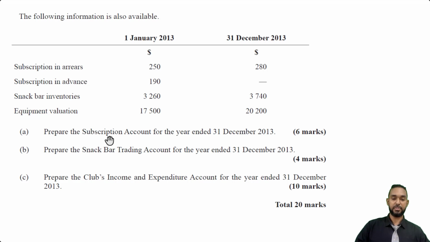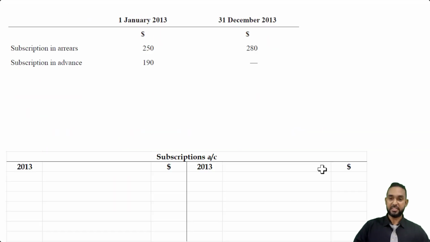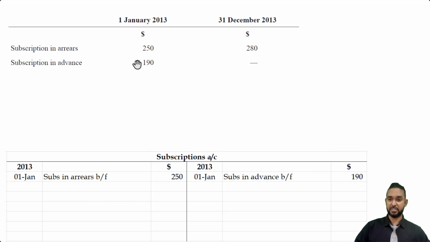Okay, let's start with the subscription account and go from there. All right, so as I said, subscriptions is a revenue. And we have some opening balances, so let's take a look across there. So subscriptions in arrears, we said that's accrued revenue, which means that that's an asset. And assets have what kind of balance at start? Debit balances. So we're going to see on the debit side of this account here, subs in arrears brought forward 250. We also had subscriptions in advance 190. So subs in advance, that's a prepaid revenue, and that's a liability. And liabilities have credit balances at start. So you might be asking, well, how do we have an asset and a liability existing at the same time in the same account?